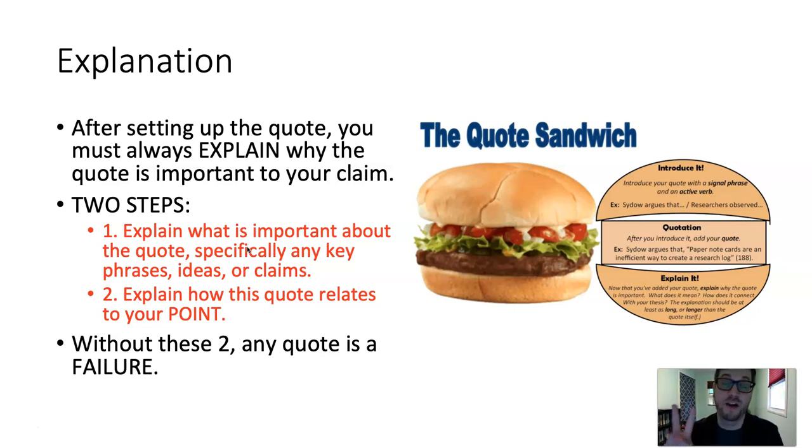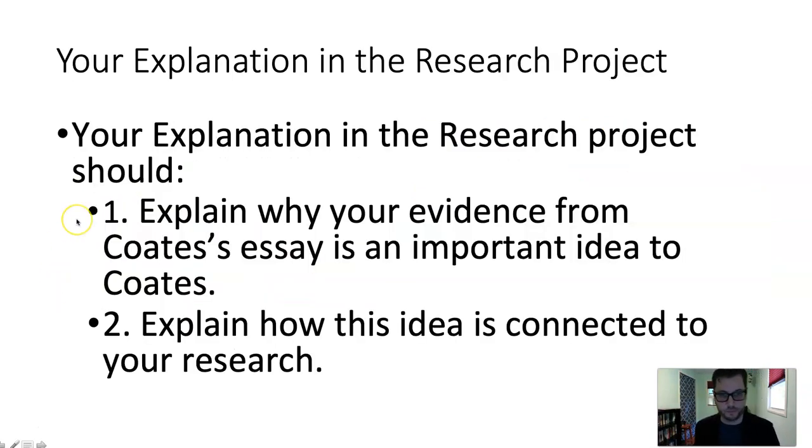And these should, at the very least, be separate sentences. So, after every quote you give me, you will always need at least 2 sentences of explanation. Oftentimes you will need more, but at the very minimum, you will always need 2 sentences of explanation. So, to reiterate, for this research project, your explanation, after providing me a quote from Coates' essay, should explain why your evidence is important and how this is connected to something in your research. Right? Those are your 2 steps for this research project after every quote.